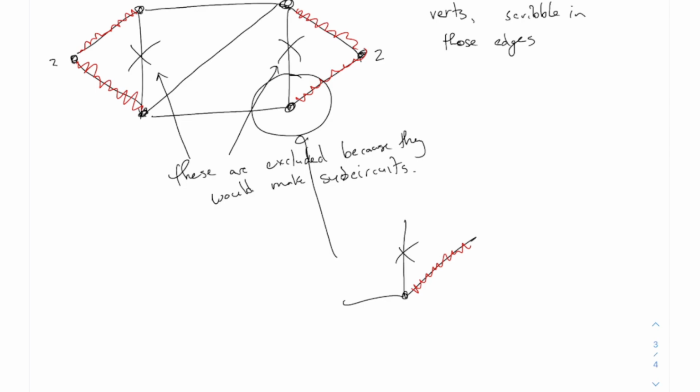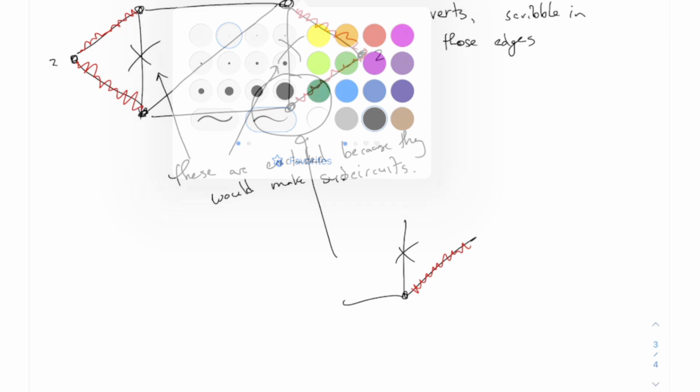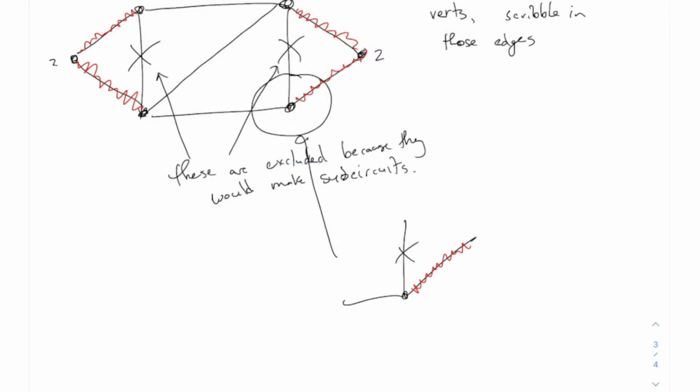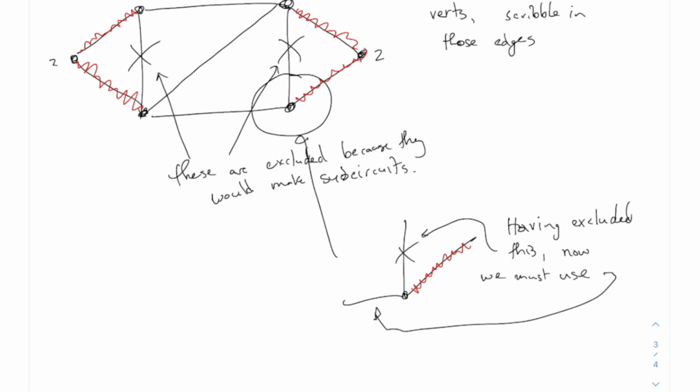I'm going to try to narrate why I'm making these choices. After excluding those, so those two got excluded, sorry, I wrote right over my words. In any case, I'll try and do a little narration. Having excluded this one, now we must use this one because every vertex needs two scribbled edges going through it. And that's the only other choice that I have there. So I must scribble this one on the original picture.